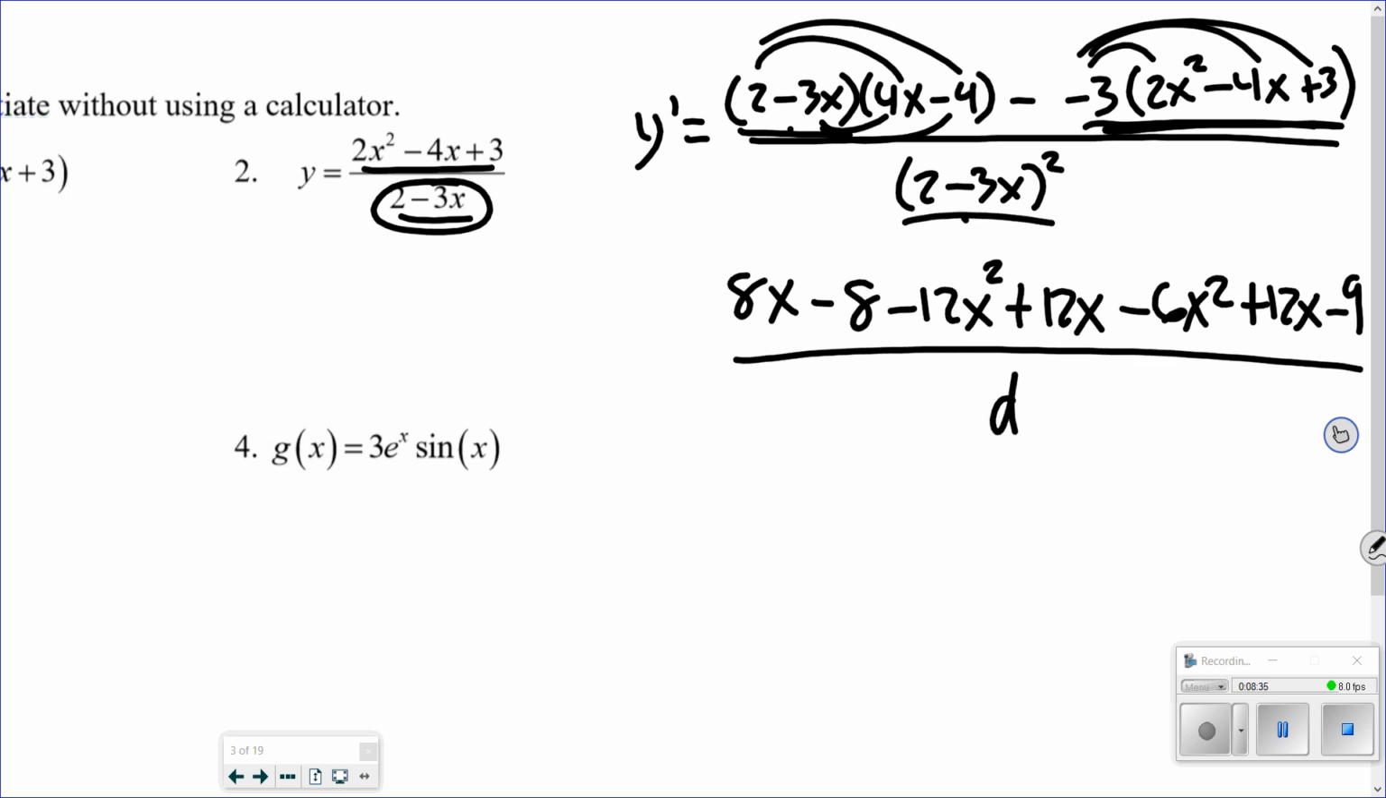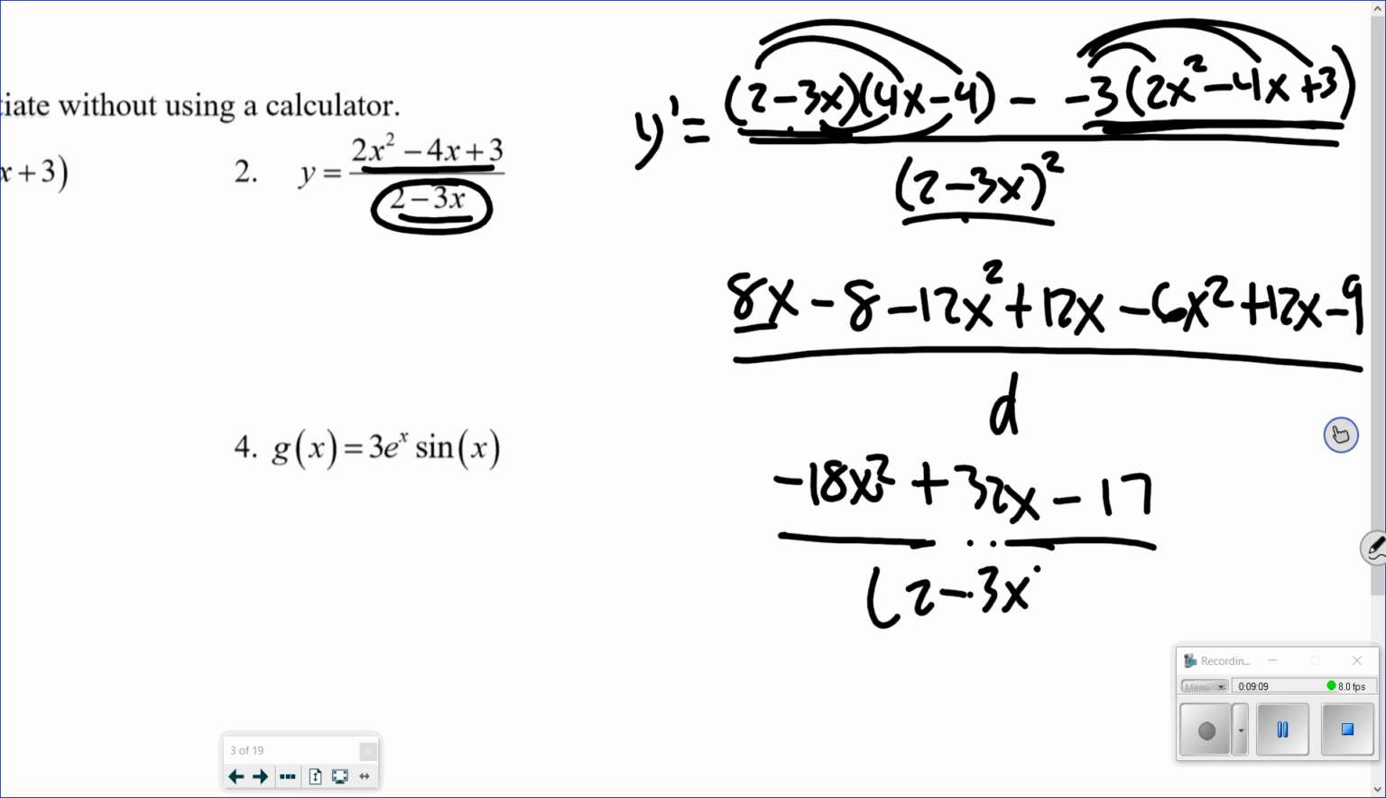I'm just being lazy and don't want to write that again. Okay, so let's go ahead and combine like terms. I have a minus 12x squared minus 6x squared. That'd be minus 18x squared. I've got a 12x and a 12x, and I got another 8x over here also, right? So I've got 12x plus 12x plus 8x. That would actually be 32x. And I got minus 8 minus 9, all over 2 minus 3x squared.